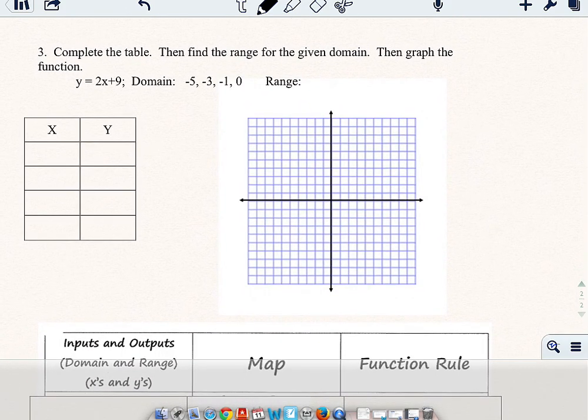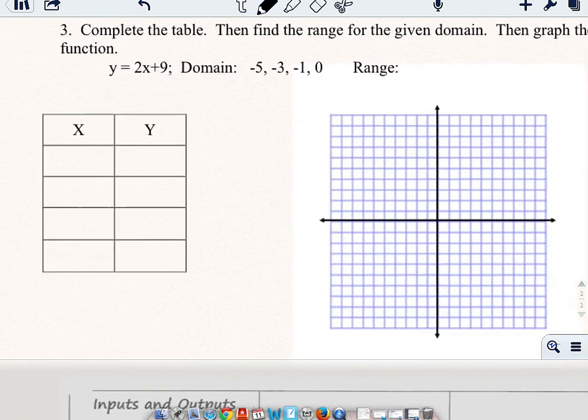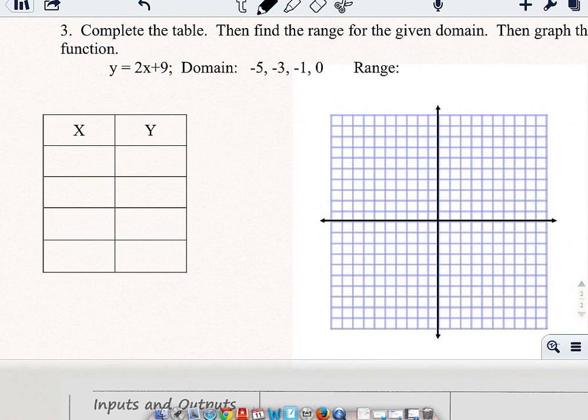So this tells us to complete the table, then find the range for the given domain, then graph the function. Okay, so the domain, it tells me, is -5, -3, -1, and 0. And since that is domain stuff, and I've been doing domain in blue, I might as well keep that up. Since that's domain stuff, I better put that in my table. And so I'll have -5, -3, -1, and 0. And I'll ask you to consider why I put those in the X column. If you recall, domains are the set of all inputs, and so therefore the domain should end up in the input column or the X column, also known as the independent variable. Lots of different words flying around here.